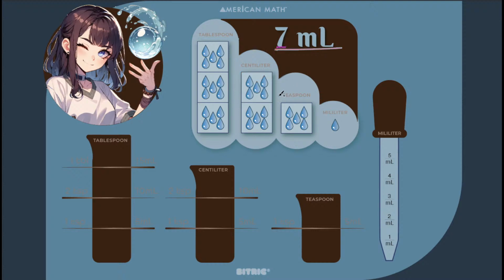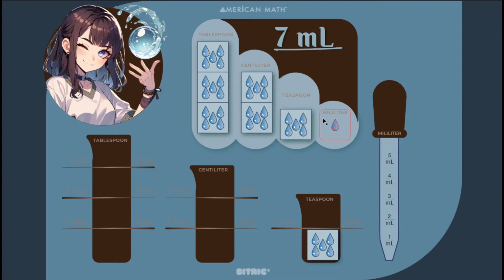Now we look into teaspoons. Can a teaspoon fit into 7 milliliters? Yes, it can, because a teaspoon holds 5 milliliters. So with that being said, what we're going to do is drop a teaspoon into the teaspoon beaker. Now, can we fit another teaspoon in the 7 milliliters?